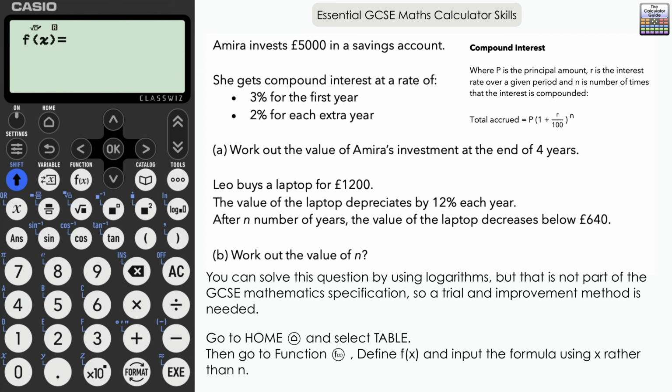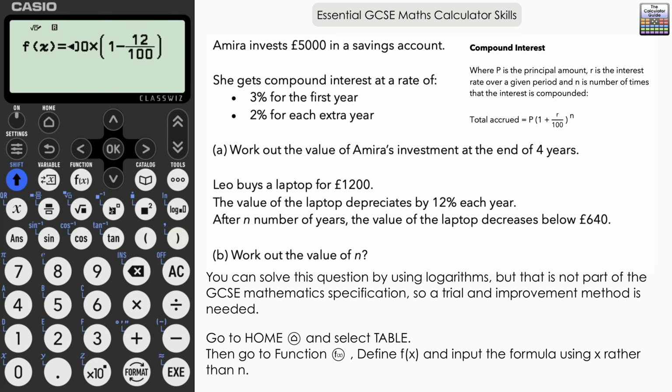Okay, so we're going to input our compound interest formula again here, but with a slight difference. So the principal amount is the starting amount, that's 1,200, multiplied by, I'm going to use the full bracket method here, 1. Now, as it's a depreciation or a decrease rather than an increase, it's a subtract here rather than an add, and then it's 12 out of 100. Navigate right to close the brackets.